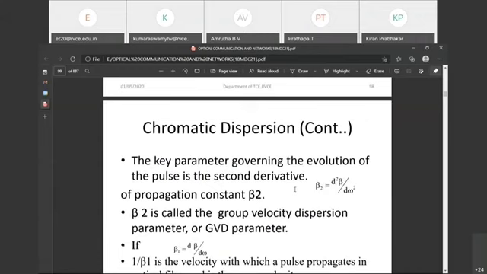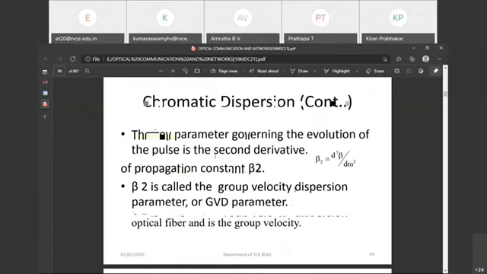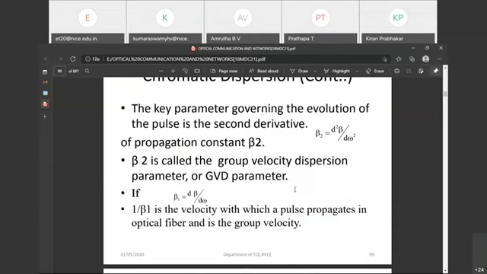So this will be determined by the propagation constant called beta 2. So here if you see, the mode propagation constant is called beta 2. Beta 2, typically we say that because it is the second derivative of beta. So here, as you know, it is 2 pi by lambda. So this is called the group dispersion parameter.